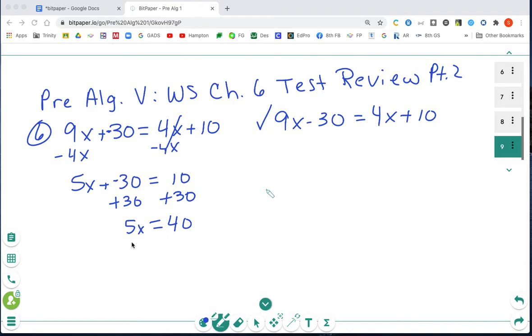What math operation is the 5 doing? It's multiplying. What's the opposite of multiplying? Dividing by 5. So we're going to divide by 5, and x equals 8.